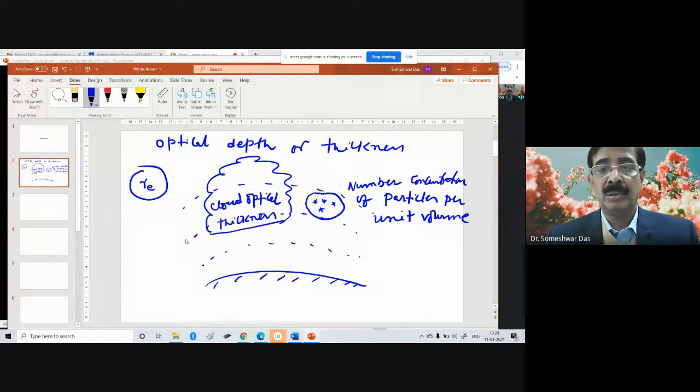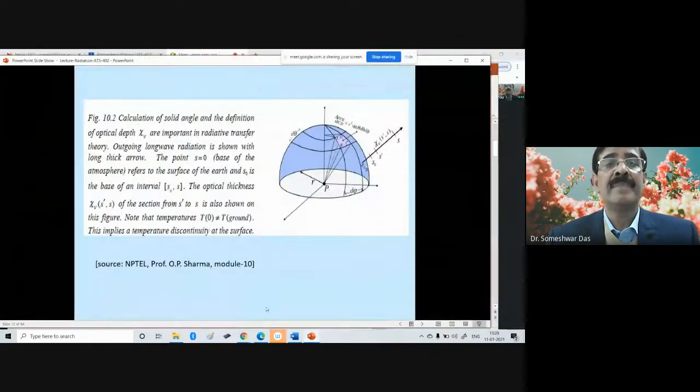So for those calculations, we require this kind of understanding of the geometry. The calculation of the solid angle and the definition of optical depth, represented by chi nu, which also depends on the wavelength of radiation, are important in radiative transfer theory.